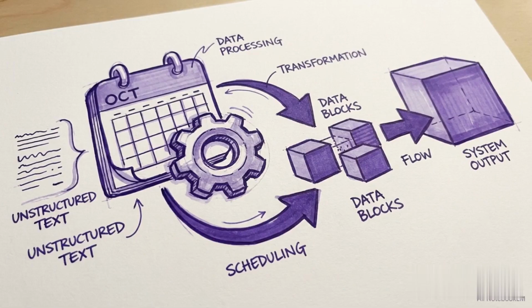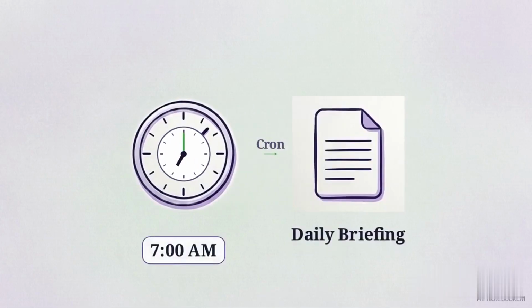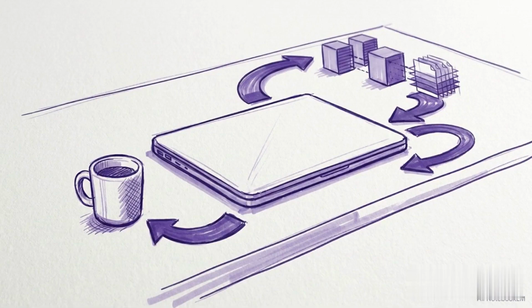Using OpenClaw's scheduling tools, you can set a cron job to automatically run that exact daily briefing prompt every morning at 7 a.m., so your workspace is prepped before you even wake up.